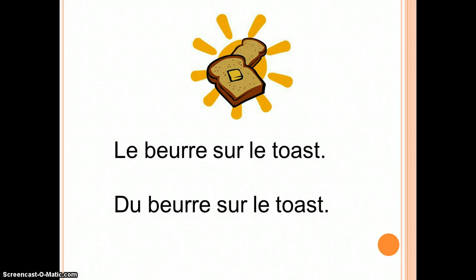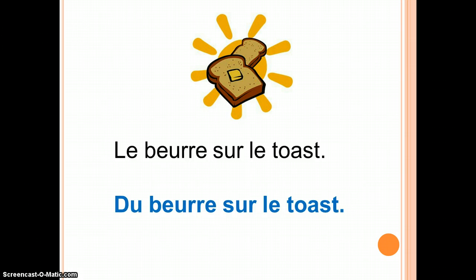So now flip your sheet over, and you have this image. Write down to the right of this image which of these phrases is correct to represent the butter. Is it le beurre sur le toast or du beurre sur le toast? Write down what you think. It's du beurre sur le toast because you don't have a whole stick of butter on the toast. You simply have du, some butter on the toast.